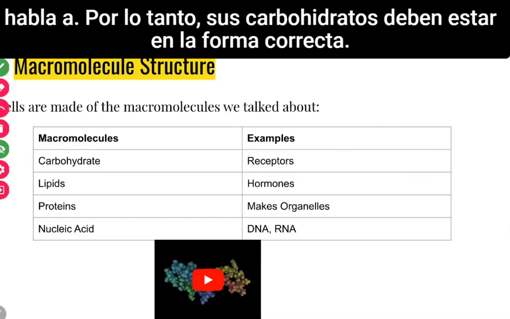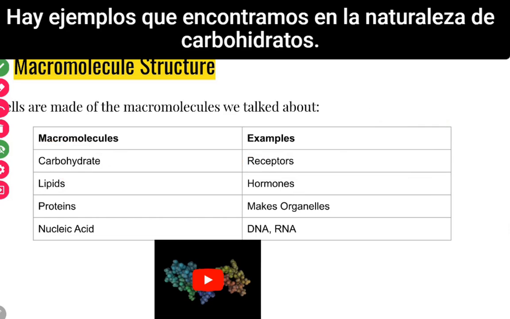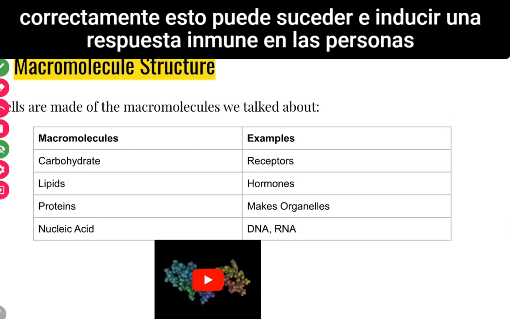So the carbohydrate must be in the correct form. There are examples that we find in nature of carbohydrate receptors being the wrong form and therefore not operating correctly. This can happen and induce immune response to people who get sick.